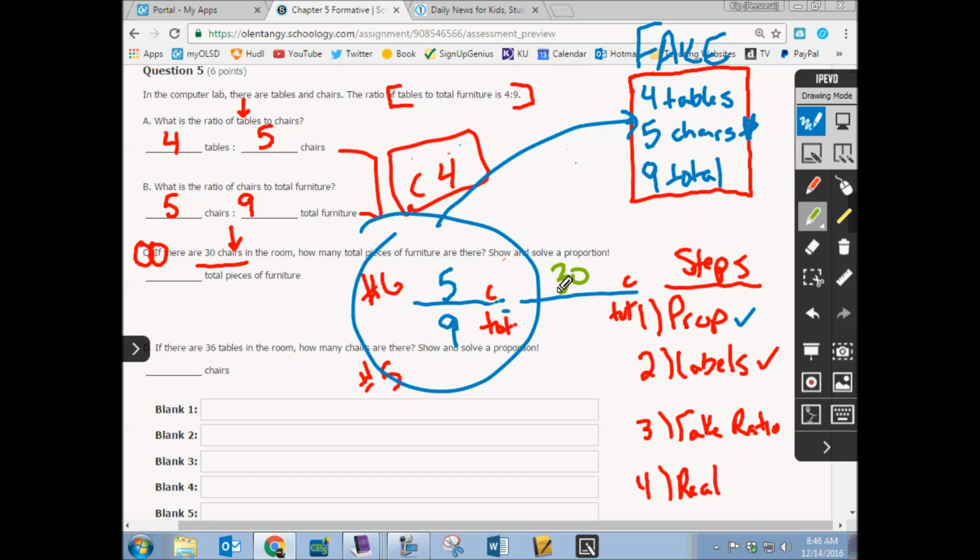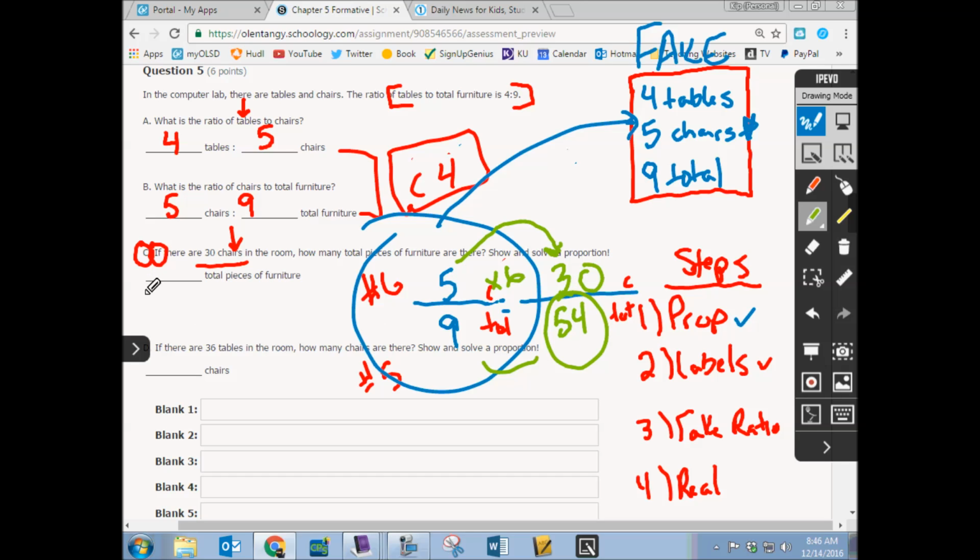Give me one way that I could solve this proportion now. Kylie? I could do 30 times 9, which is 270, and then divide by 5. That would be 54. That's one way to do it. Or what's the other way that you could have done it? You could just figure out what you're multiplying by. So we could see times 6, times 6. Either way, we're going to get the right answer.